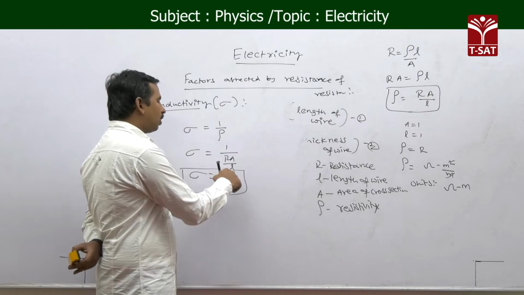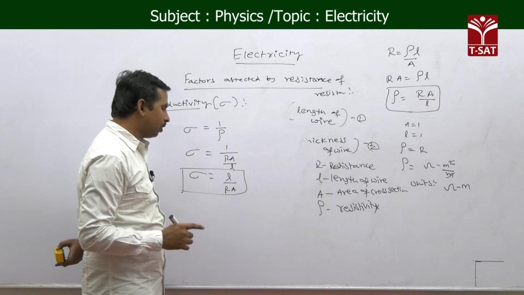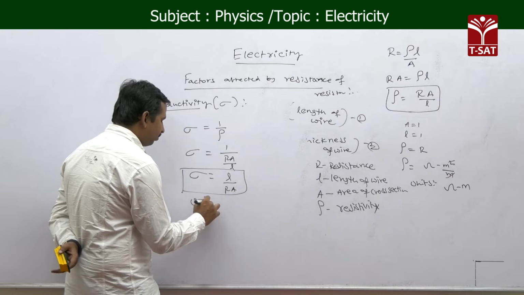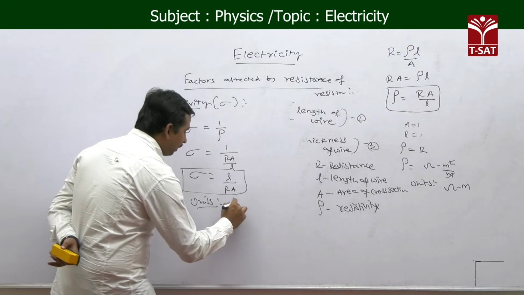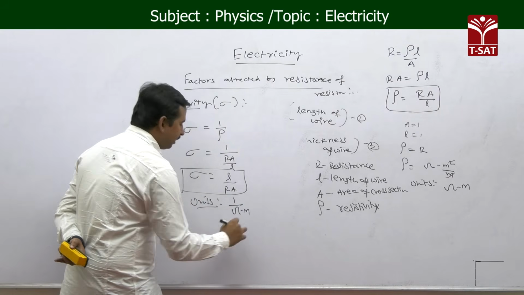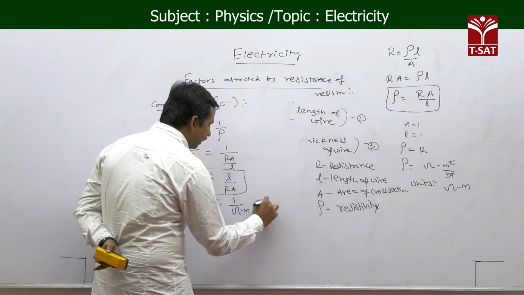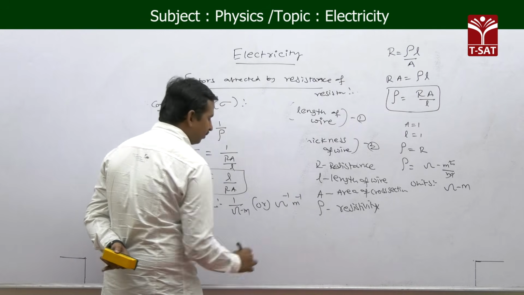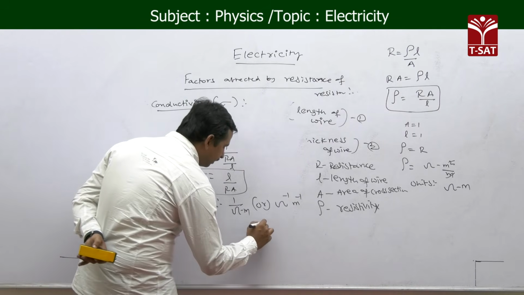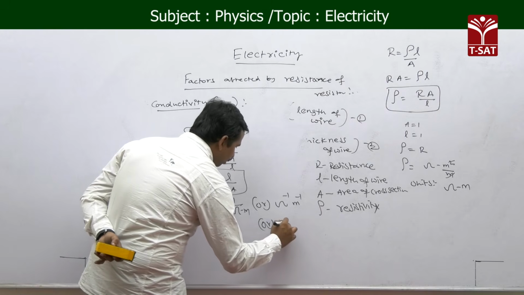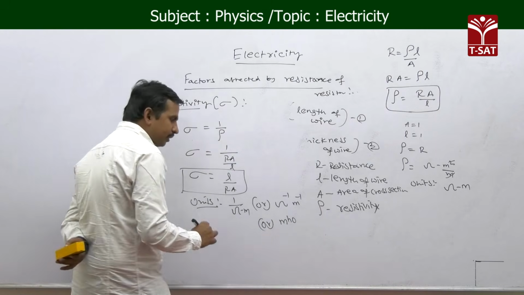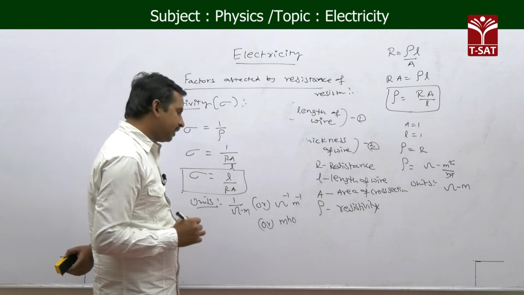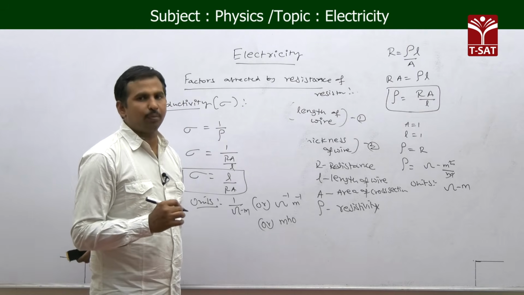So as rho is equal to RA by L, if you substitute that, sigma is equal to L by RA, we got. And what about the units of conductivity? Since it is the reciprocal of resistivity, we get 1 by ohm meter. You can also write that as ohm inverse meter inverse, or you can also write that as mho, the reciprocal of ohm.